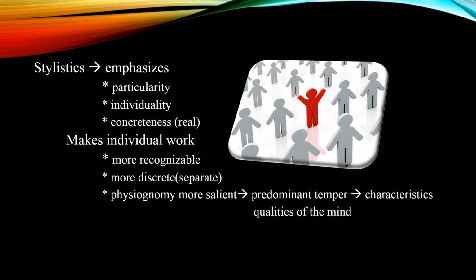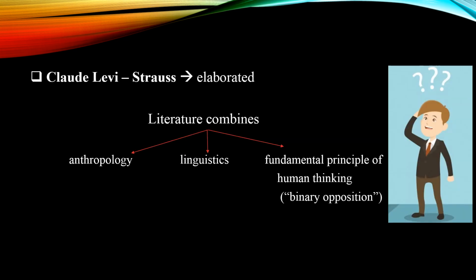Stylistics is based on particularity, individuality and concreteness. At the same time, we can take individual works of stylistics to recognize and sometimes to separate them, and also to consider the physiognomy with the salient features. That is, it is a predominant temper. We can take certain qualities into the mind to consider the characteristics of stylistics.